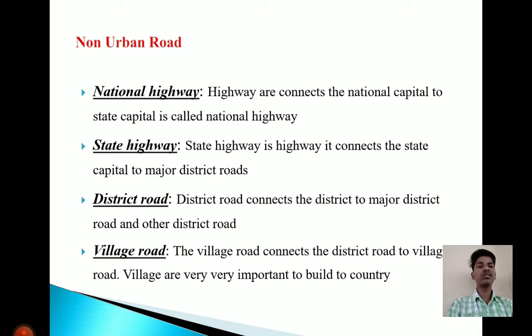State highway. What is a state highway? A state highway connects the state capital to major district roads.